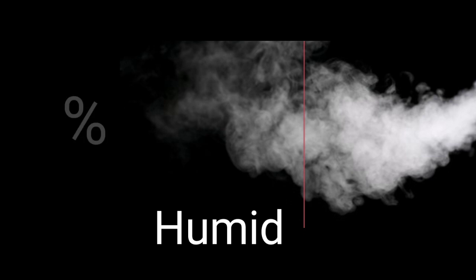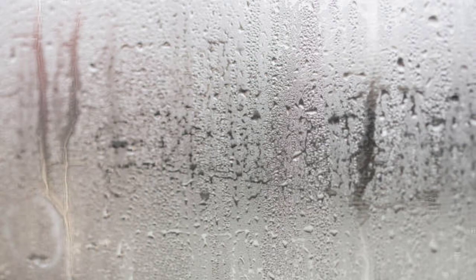Now the absolute humidity is the amount of water vapor in a unit of air. So it is measured in gram per cubic meter. When the percentage of water vapor in the air is high, the weather is humid. In such weather, we sweat a lot and feel uncomfortable. Now, this is all about the humidity.